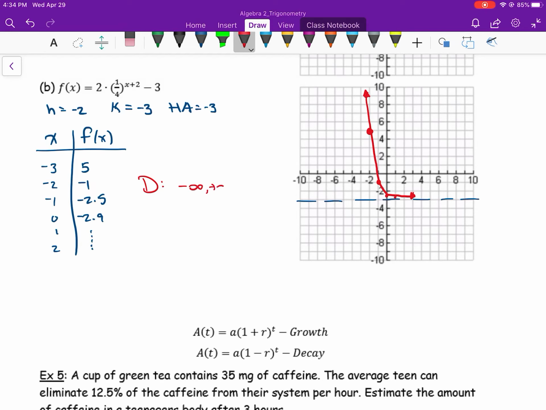Domain, as you guessed it, no change. Those are the 3 points. The horizontal asymptote is at -3 and the graph goes up. There we go.